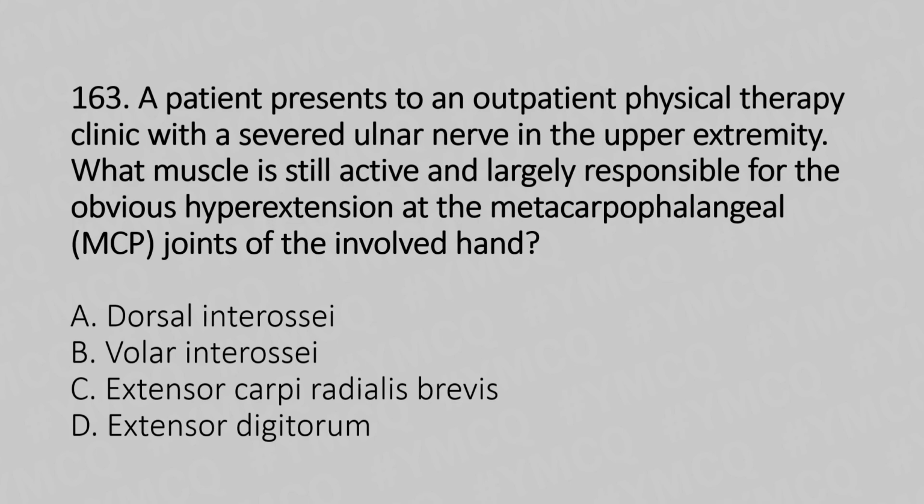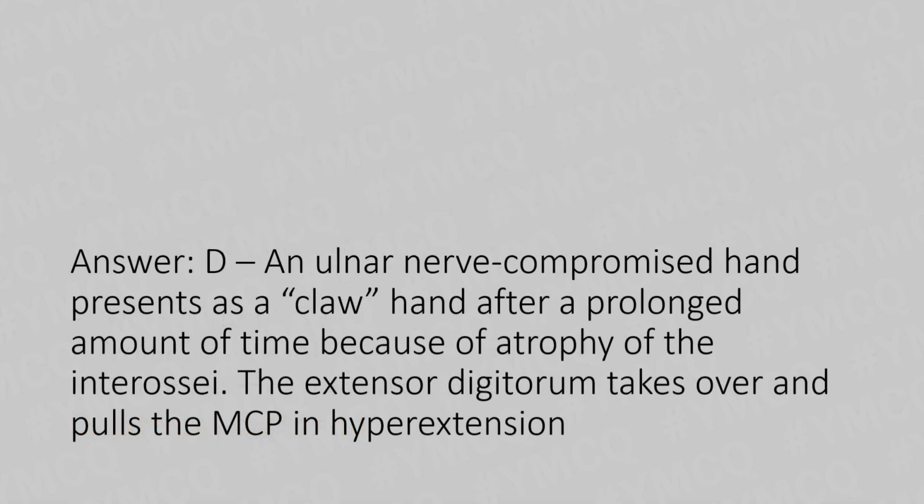Option B, volar interossei. Option C, extensor carpi radialis brevis. Option D, extensor digitorum. And the answer is option D, extensor digitorum. And the explanation to this question is, an ulnar nerve compromised hand presents as a claw hand after a prolonged amount of time because of the atrophy of interossei. The extensor digitorum takes over and pulls the MCP in hyperextension.